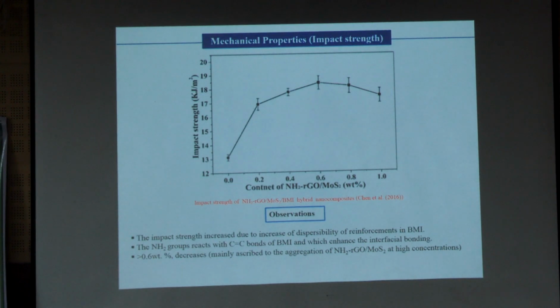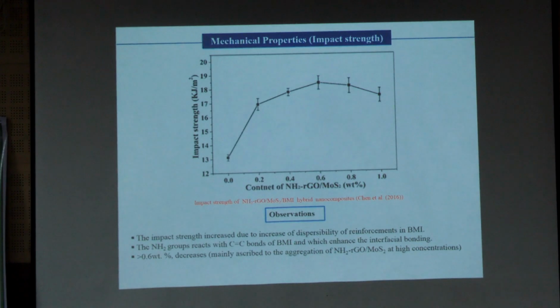So here also, if you see, the impact strength is improved up to a certain extent and then decreased if you go on increasing the weight percentage of these hybrid nanocomposites. Here it is a mixture of graphene and MoS2, right? Graphene is nothing but one form of graphite, right? So here also the impact strength increased due to increased dispersibility of the reinforcement in the base material.